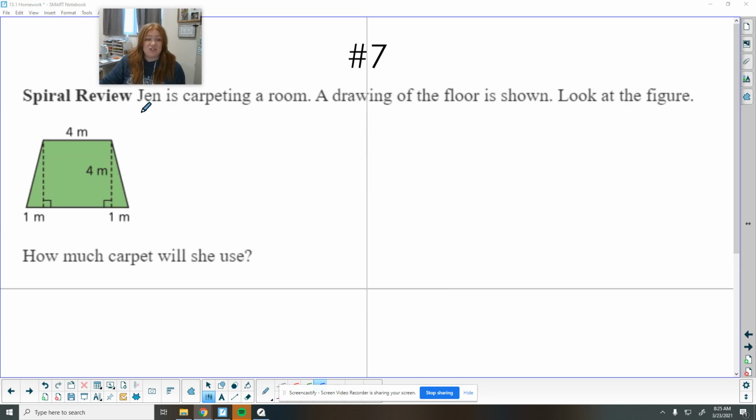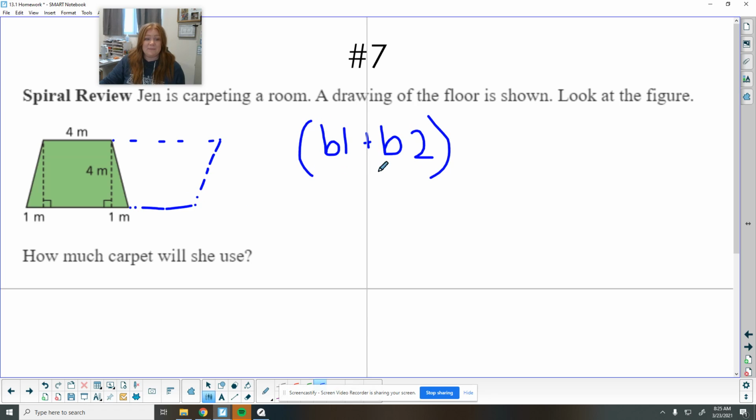Number 7 tells us that Jen is carpeting a room, and here is what the room looks like. So it is a trapezoid. Look at the figure. How much carpet will she use? If you remember, with trapezoids, we want to take base 1 and add on base 2, because that is going to give us this parallelogram shape. So we add our bases, multiply by the height, and cut it back in half to get back to our trapezoid.